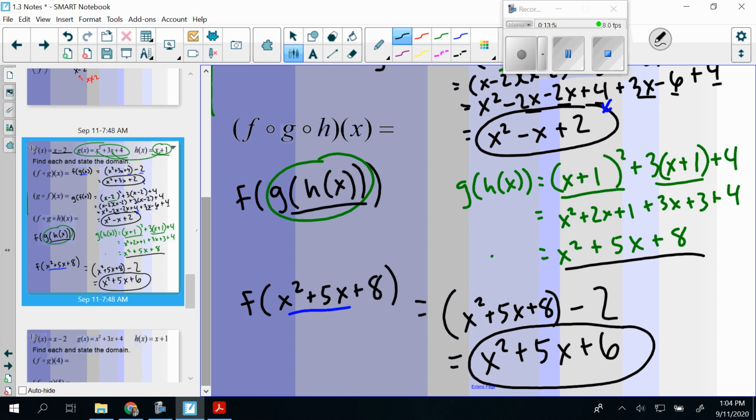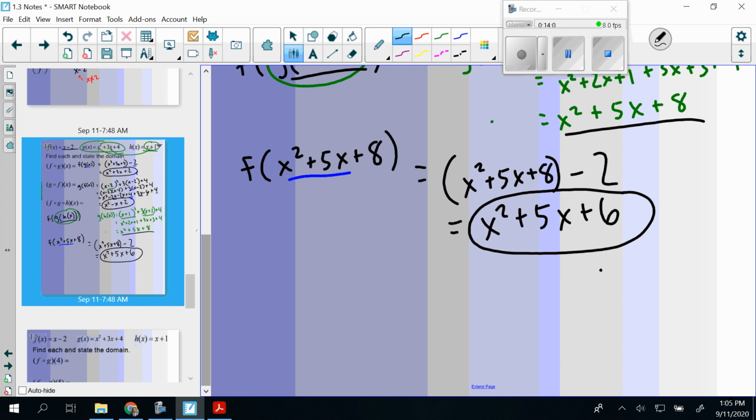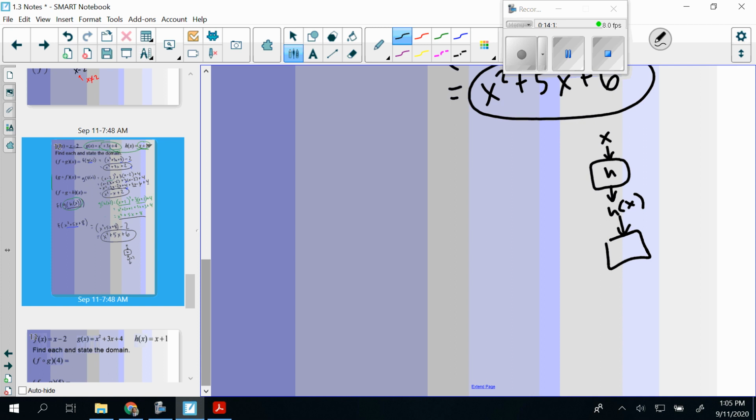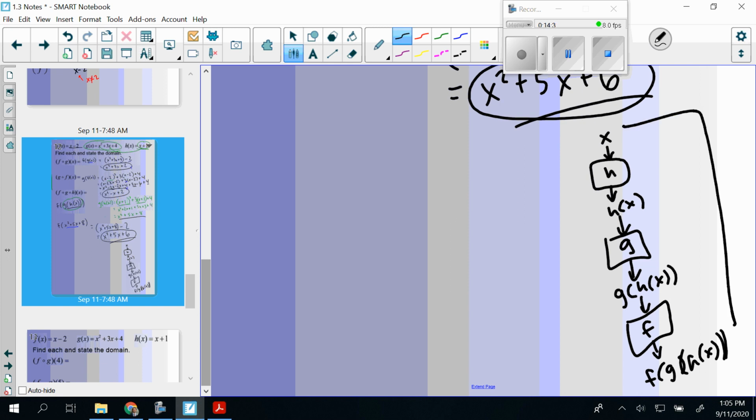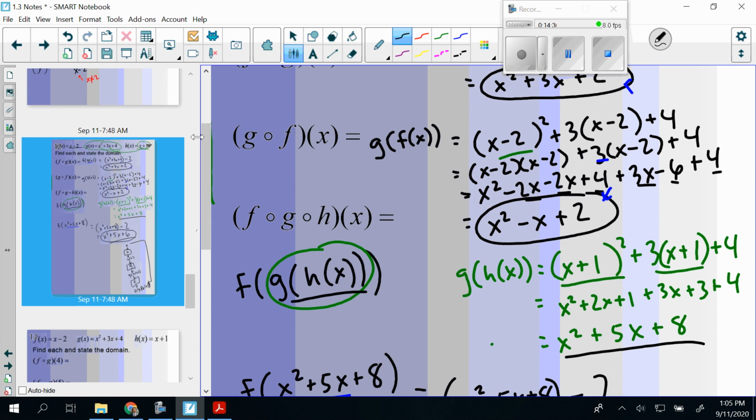That would, on its own, do the same thing as taking x, running it through function h here, and out would be h of x. Then running that through function g, out would pop g composed with h. Then take that, run it through function f, and then out we get f composed with g composed with h here. So rather than having to do all that, this function on its own would skip right from here to here.